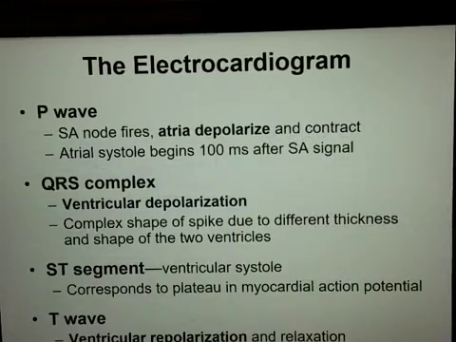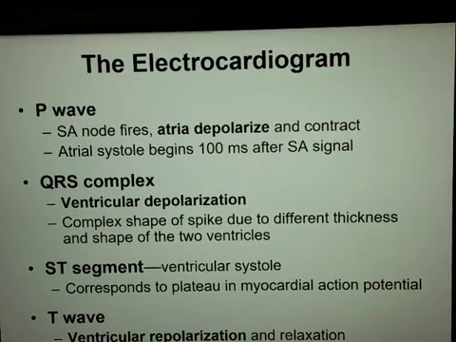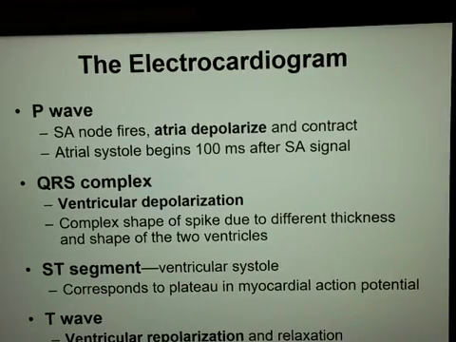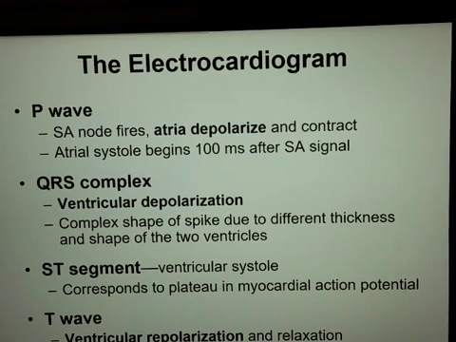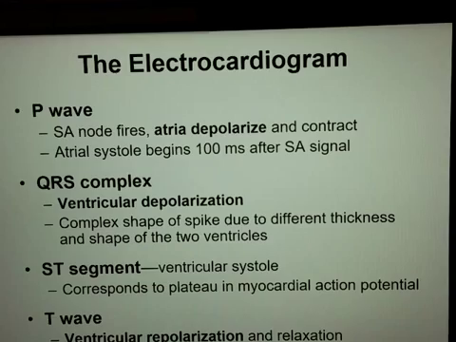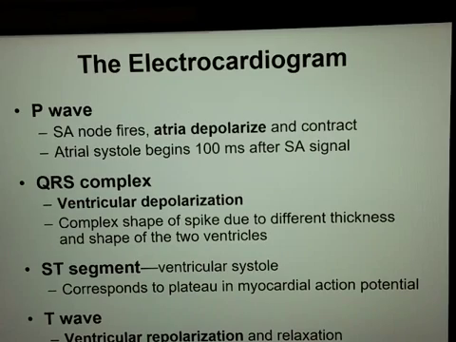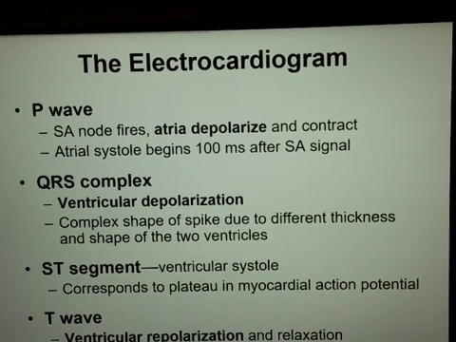So when you look at that EKG, the P wave lets them know about the firing of the SA node. So we're beginning the depolarization. When we have the QRS complex, the ventricles begin to depolarize. The P wave belongs to the atria. In the segment from S to T, this is where the ventricle will be in systole. And then the T wave is where the ventricles begin to relax.